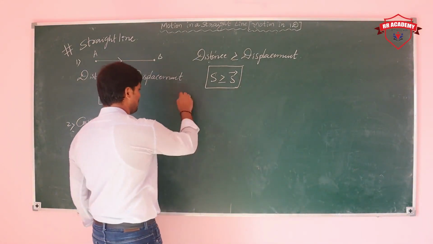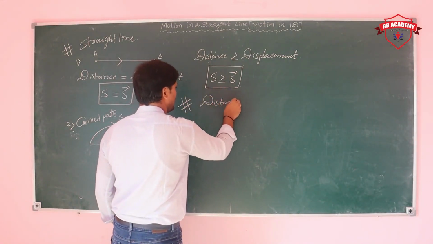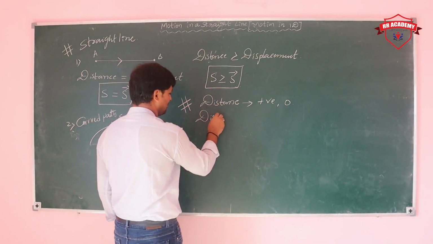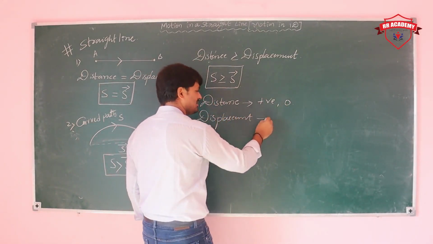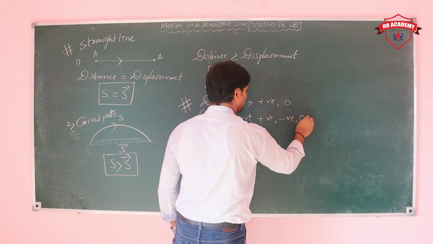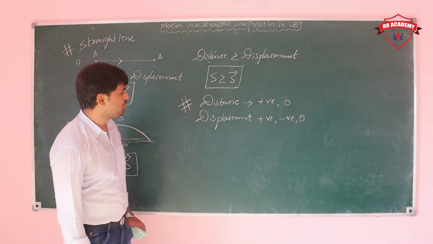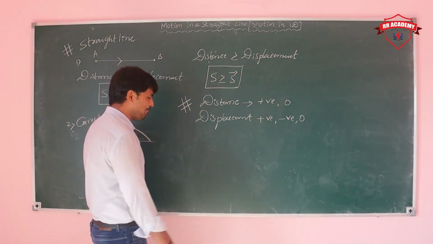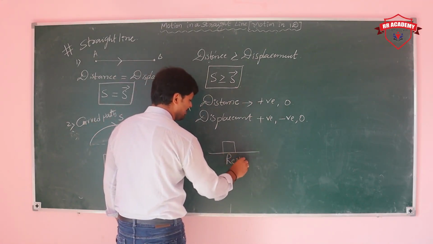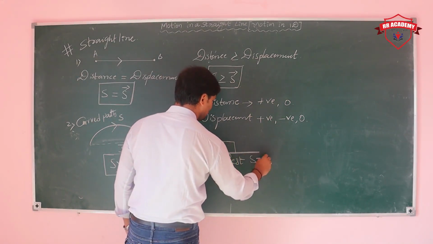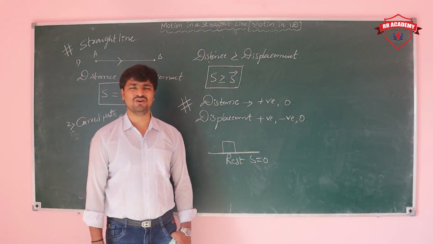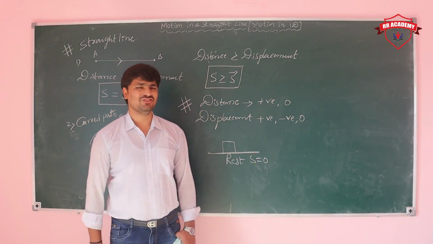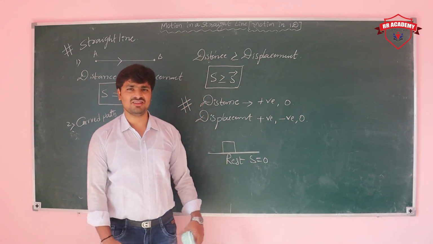And next, in some conditions, distance is always positive, and in some conditions it may be zero. Displacement, which we just solved, is sometimes positive, sometimes negative, and sometimes zero also. But what are the possibilities for distance to become zero? Only one possibility: the particle is at rest. Only in this particular condition does distance become zero. In the remaining conditions, distance does not become zero, because it is independent of the initial and final points. It depends only on the path followed by the body. So even for a small inch of displacement, the distance does not become zero.